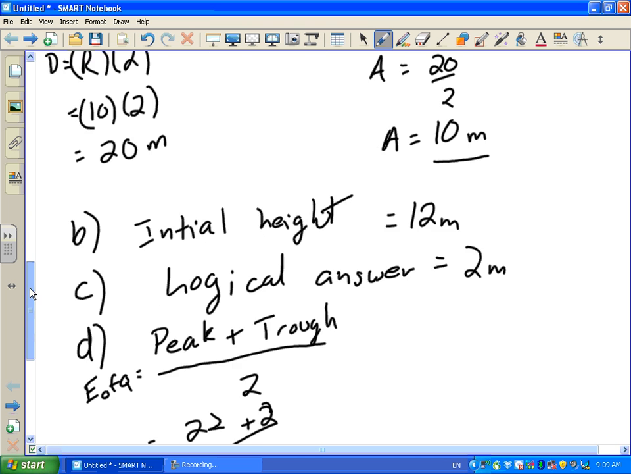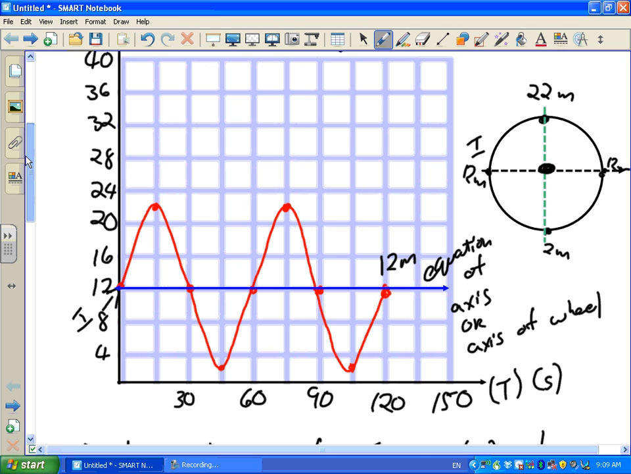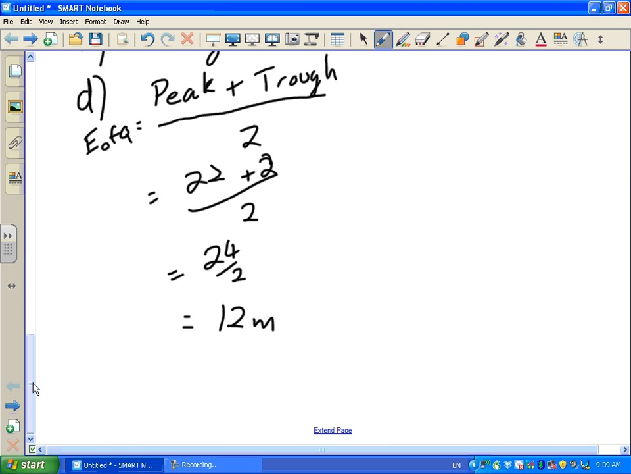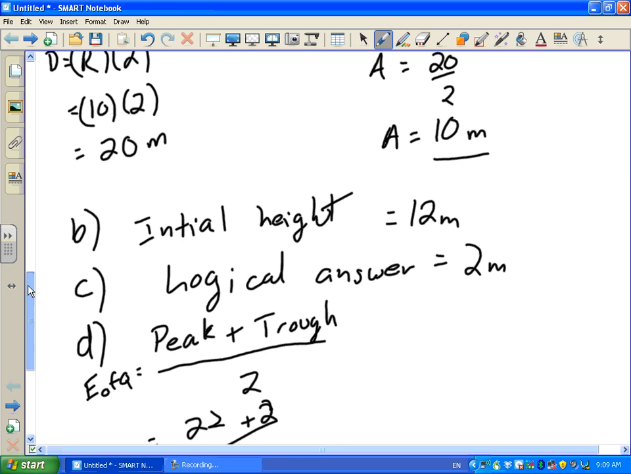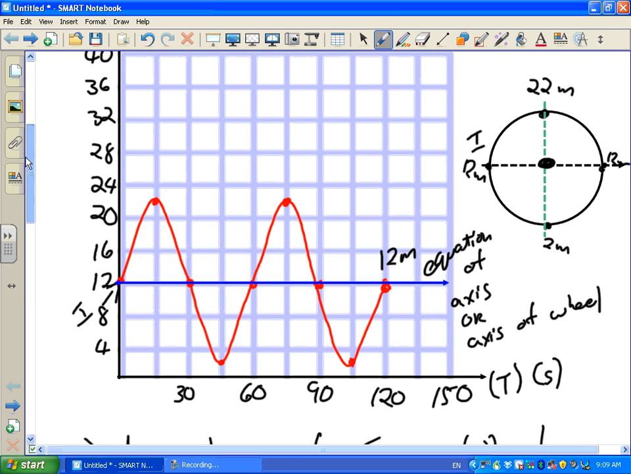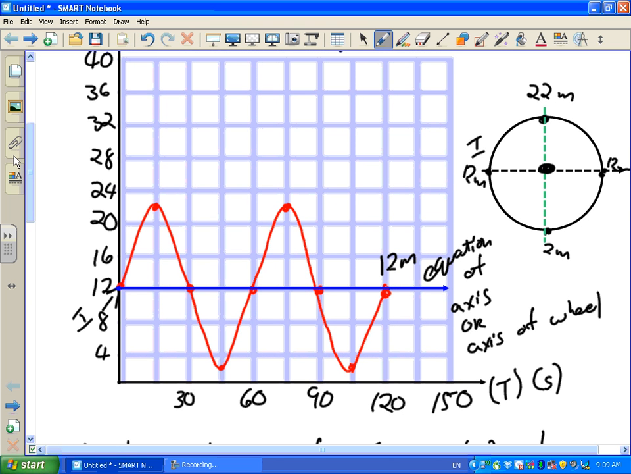Obviously, by looking at our graph that we've drawn, it's pretty easy to see that the middle of this wave is at 12 meters. But this is the mathematical way to solve it. 12 meters high. I'm going to ask you guys some additional questions. For instance, I would like to know how long a period is. 60 what? Seconds. This is measured in seconds.